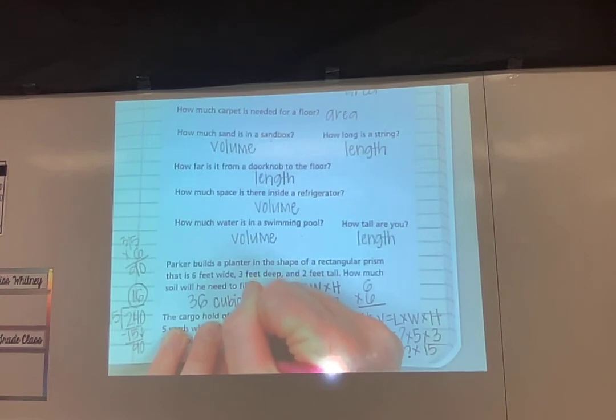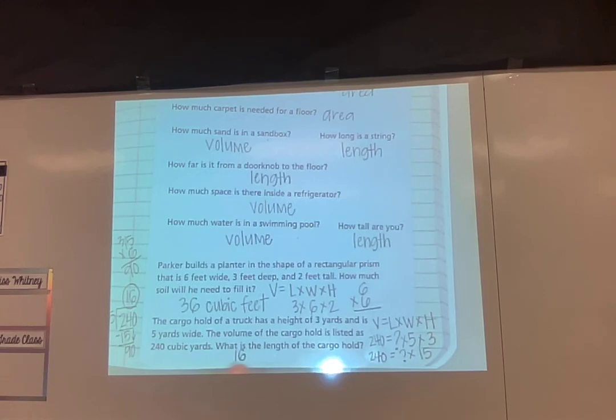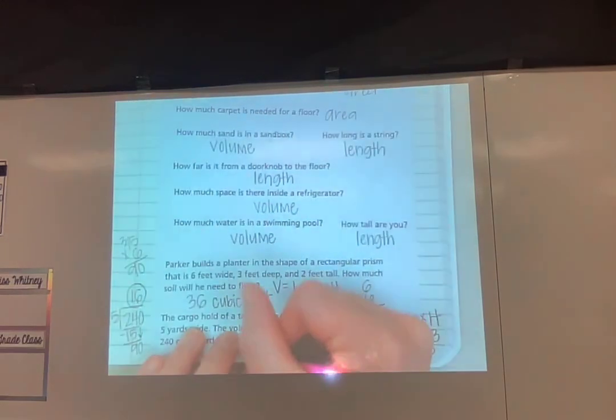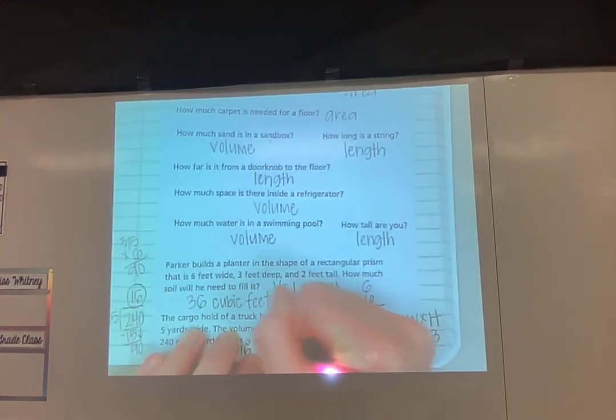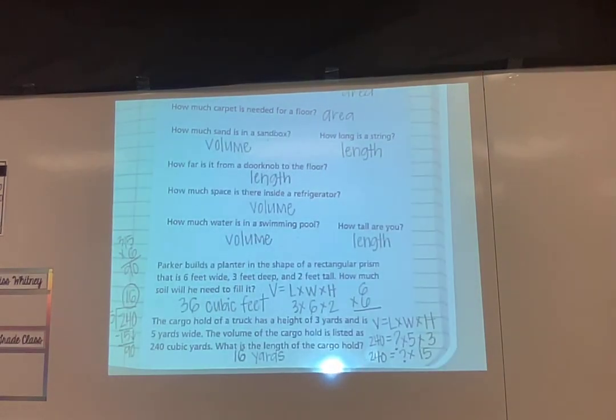And the question says, what is the length of the cargo hold? Well, it would be 16 yards. Our label would only be yards because it's just asking for the length. And remember, we said length is just the regular units as its label. So that one we kind of had to work backwards.